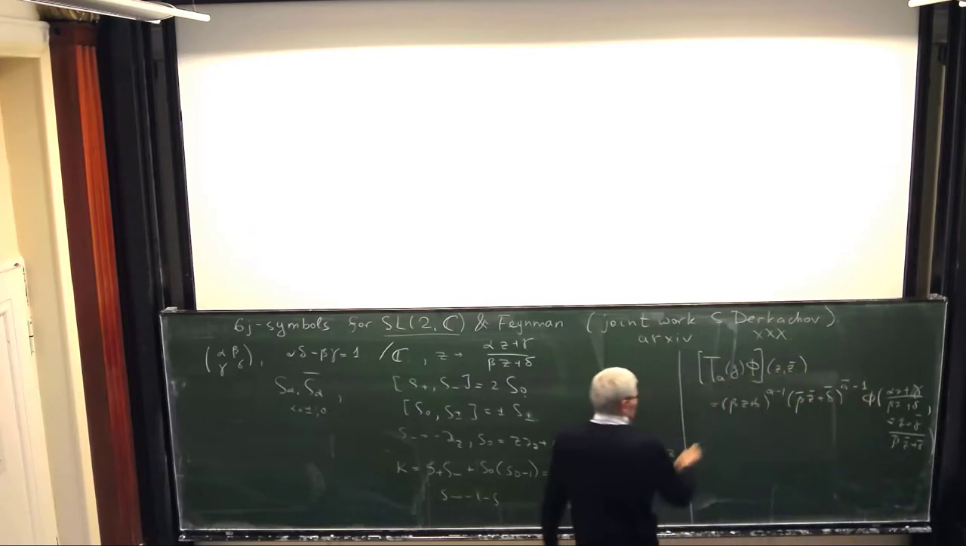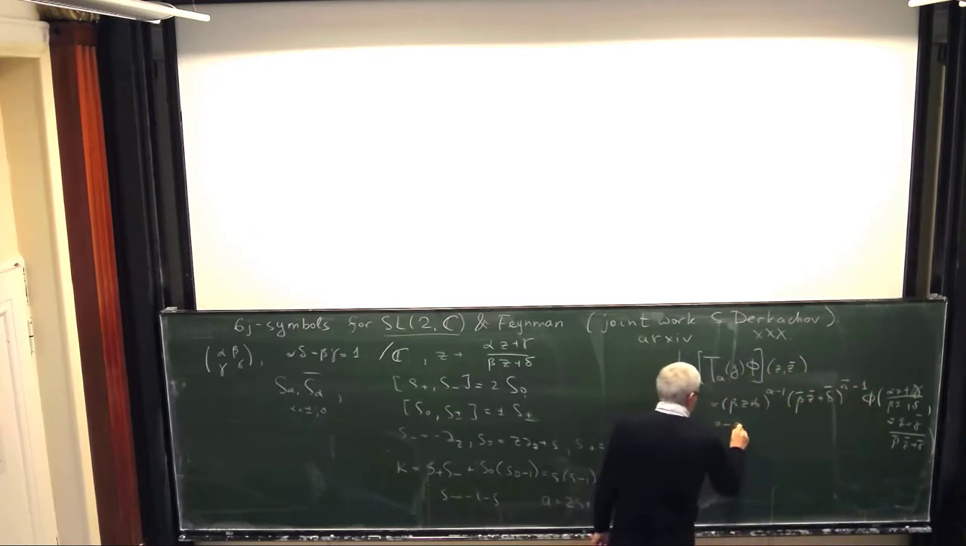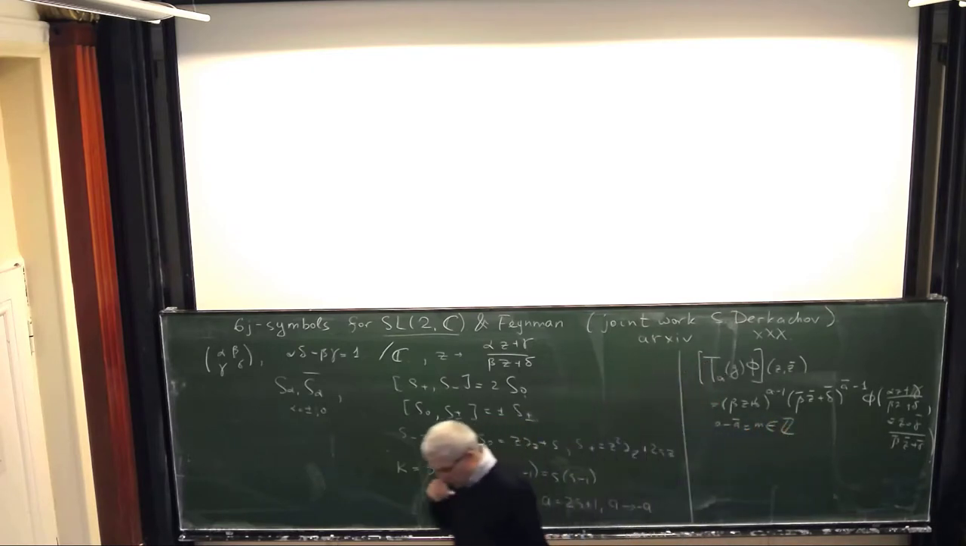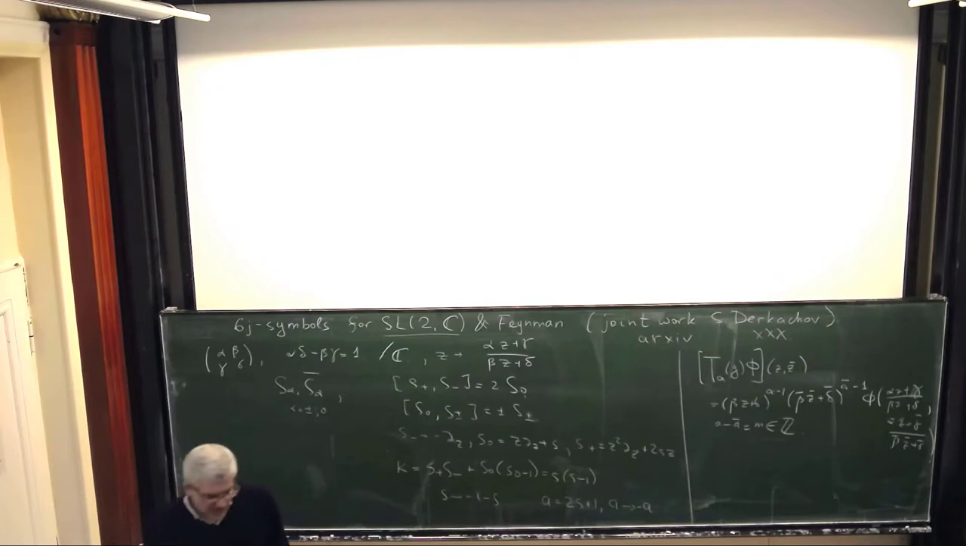And for single valuedness of this representation, you have to impose the constraint that this must be an integer. That's the first constraint you have to impose onto this spin variable, and then it becomes single valued.